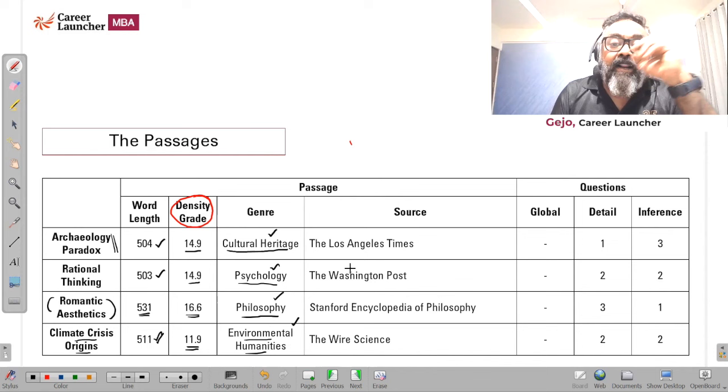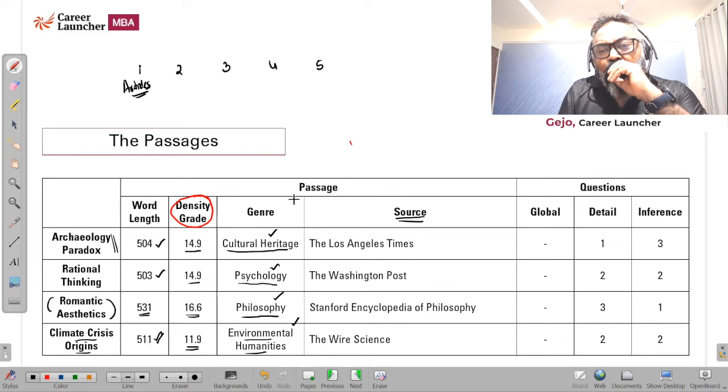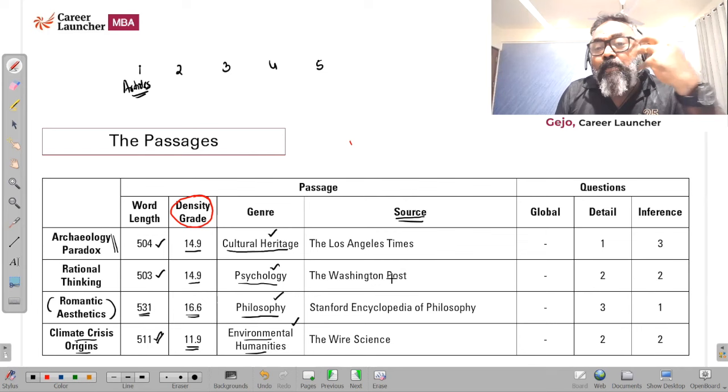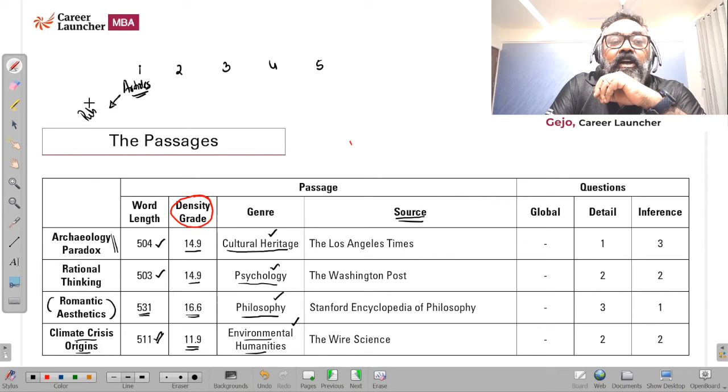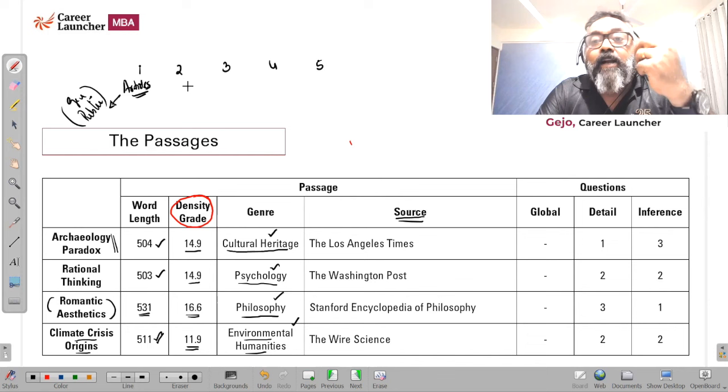Before I talk about the source, let's understand the five different types of sources the CAT can use and has used in the past. One is articles from news websites: the Guardian, BBC, Los Angeles Times, Washington Post. Whatever article is written here is for the consumption of the general public. So in general, these articles are slightly easier to comprehend, because the writer knows that the people consuming the article are people like you and me.